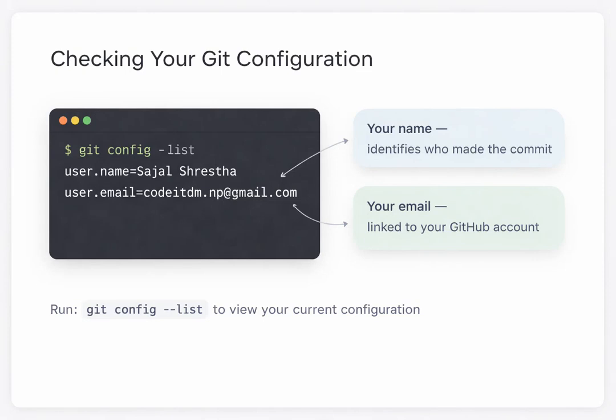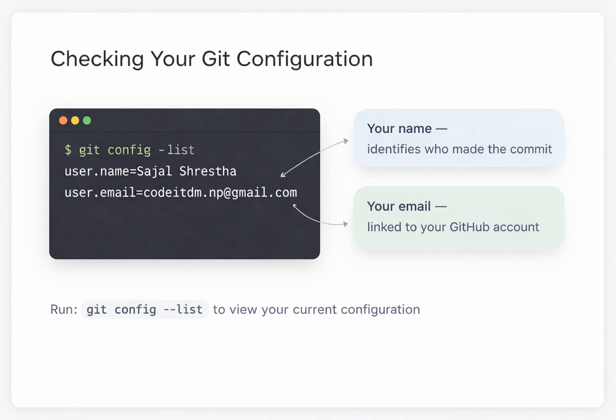To see what your current Git configuration looks like, you run the command git config --list in the terminal. This lists out all your current settings. In this example, the username is set to Sajal Shrestha, and the email is set to codeddem.np@gmail.com.